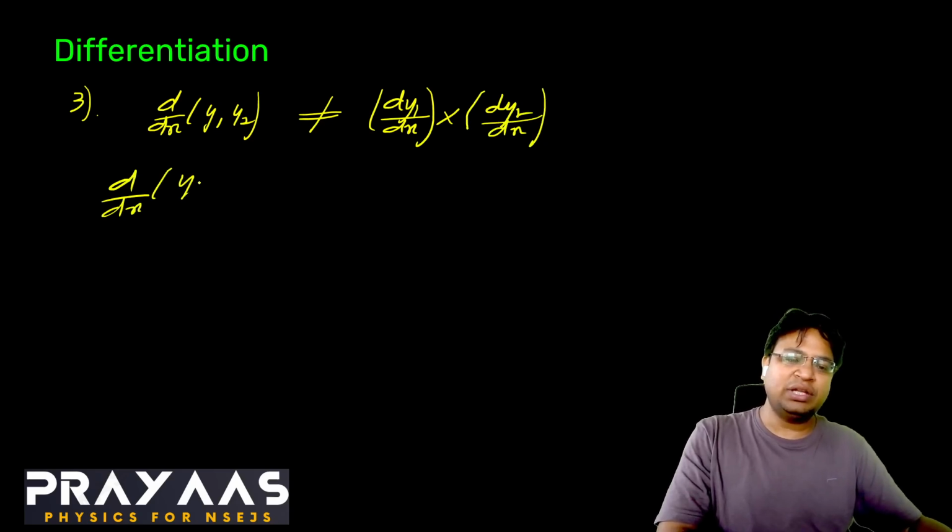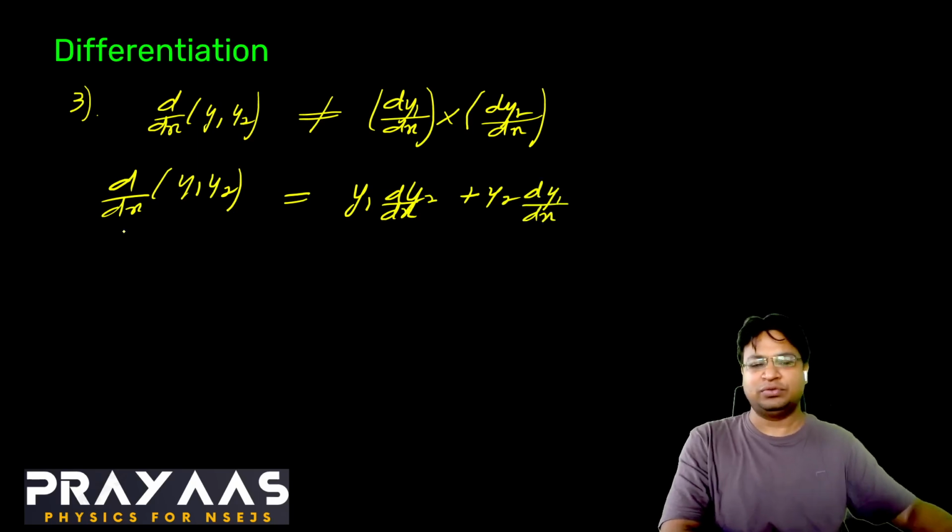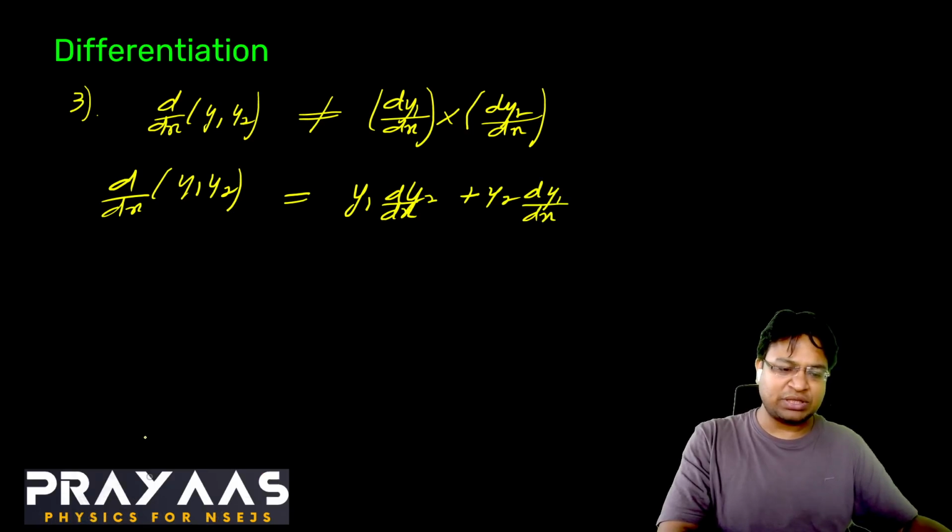Now let me tell you what would be the correct way to do it. d by dx of a product of two functions will be written as first function into differentiation of second function plus second function into differentiation of first function. So this is what you have to do. Let me demonstrate with some examples.